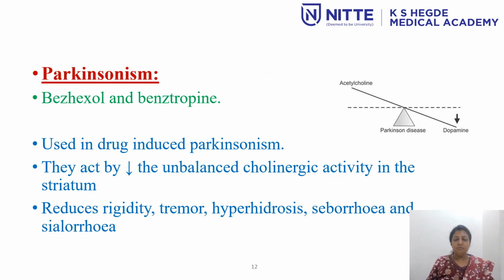In Parkinsonism, atropine substitutes like benzhexol and benztropine can be used. They are mainly used in drug-induced Parkinsonism. They are less effective than levodopa, and they usually act by reducing the overactive cholinergic activity in the striatum. So they can reduce the rigidity, tremors, hyperhidrosis, seborrhea, and sialorrhea in Parkinsonism patients.